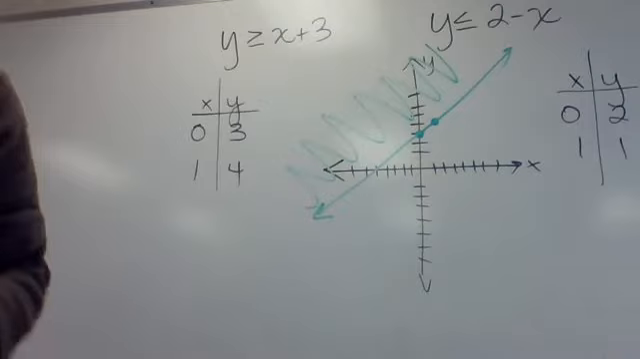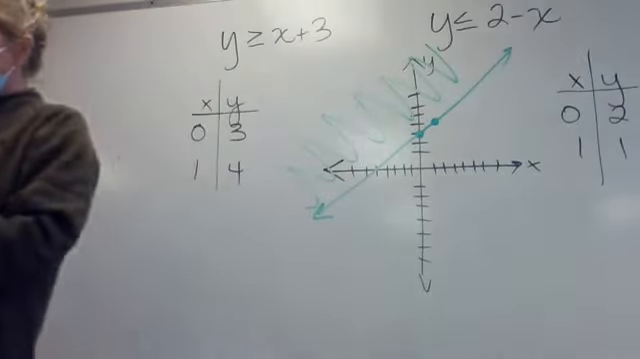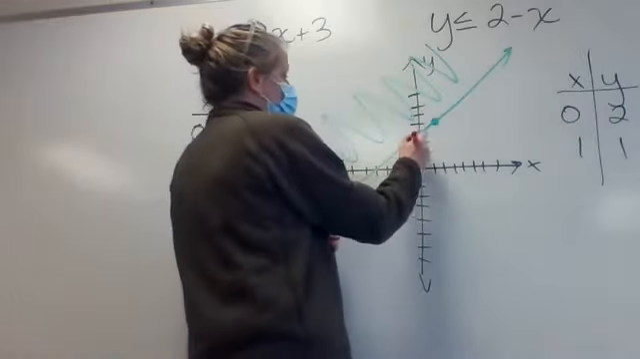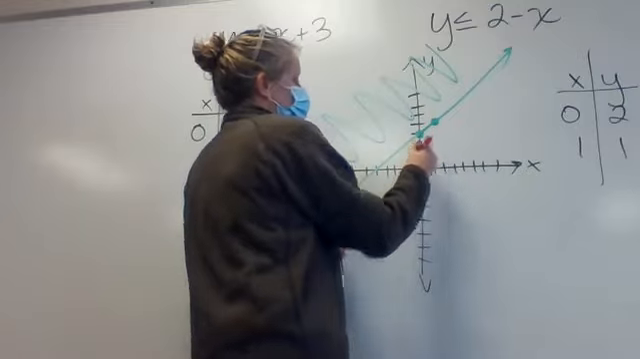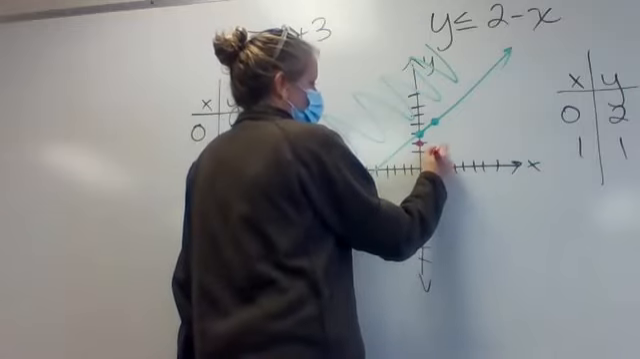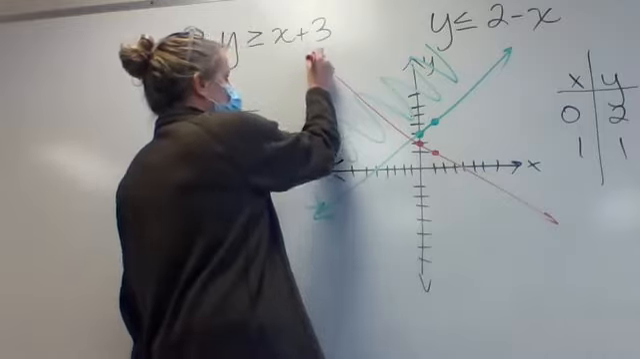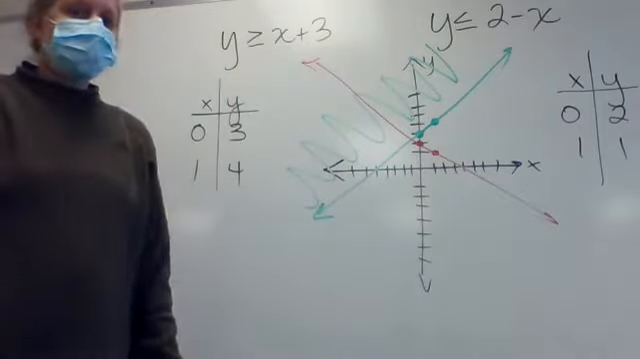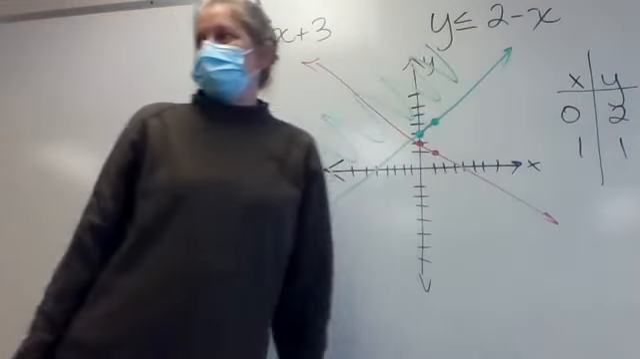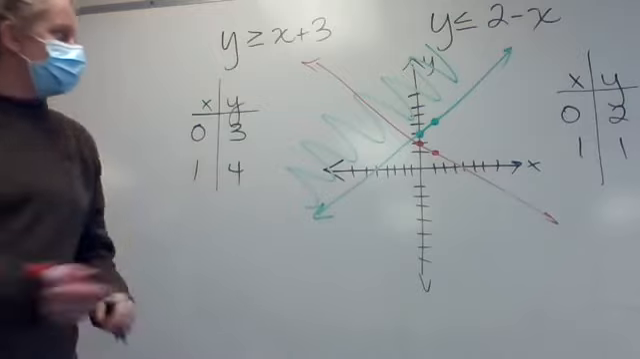Again, I'm just grabbing random points out of that. So 0, 2, I'm going to do it a different color, because remember, the answer is where the shadings overlap. So 0, 2, left and right 0, up 2. And 1, 1. So to the right 1 and up 1. Again, it's a solid line because it has the equal to bar. This one wants to know where are the y less than that red line. So where am I shading on that red line? Below it.